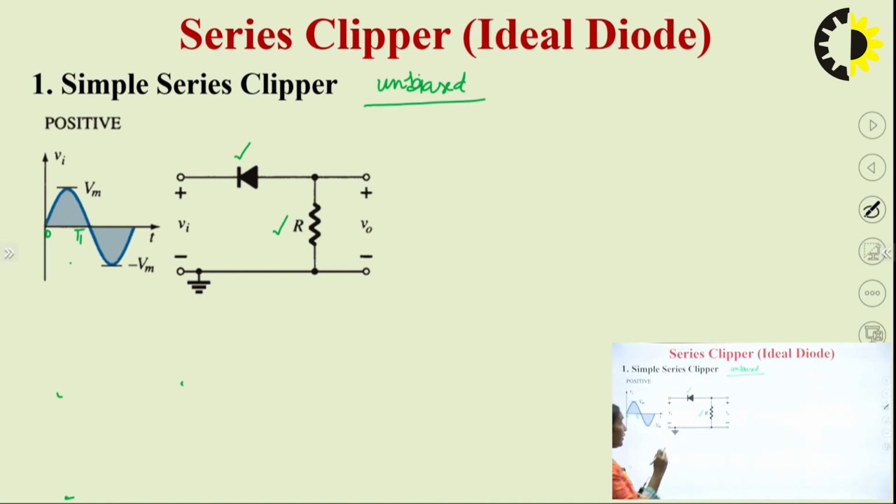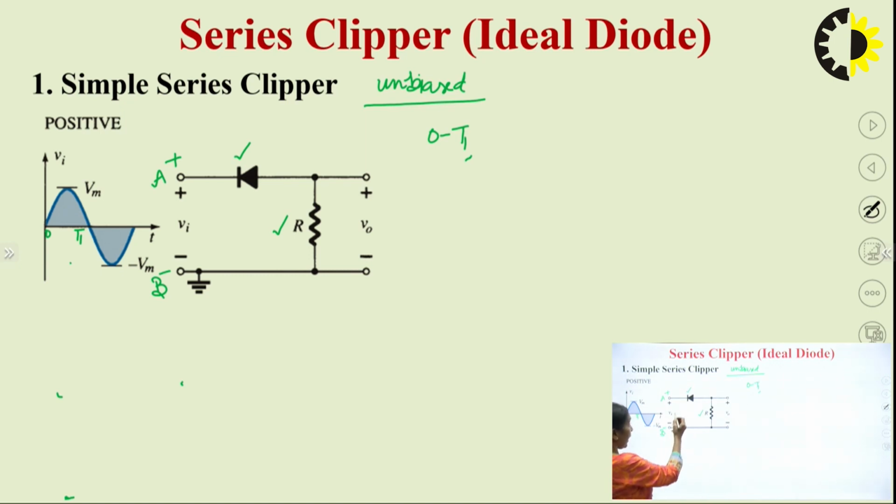So, for the time period 0 to T1, let me mark this terminal as the A terminal and this as the B terminal. Here, during the first positive half cycle, that is 0 to T1, your terminal A will be at positive potential and B will be at negative potential.